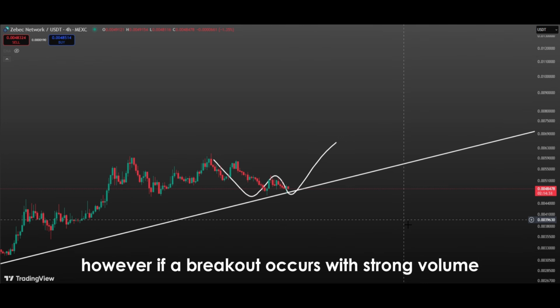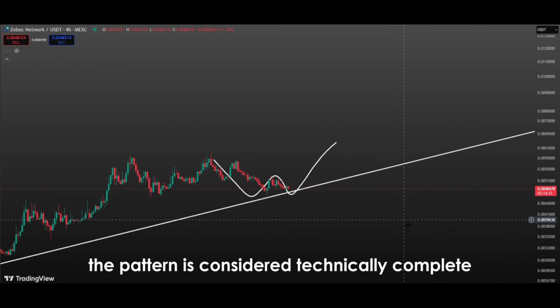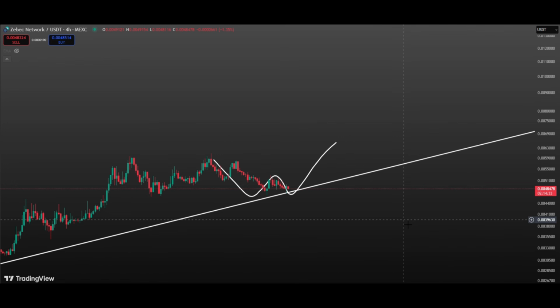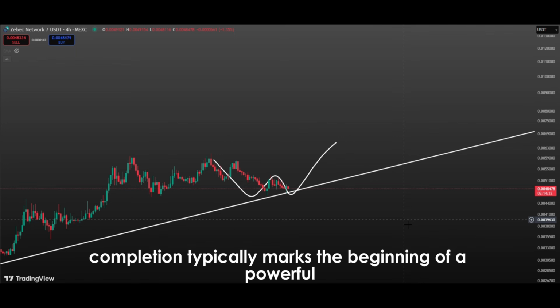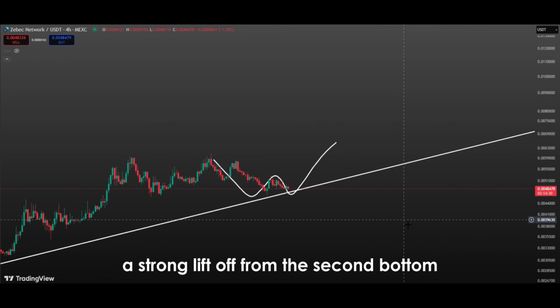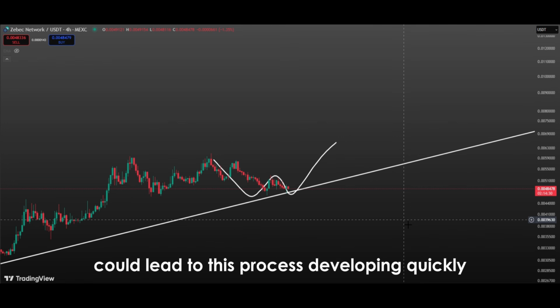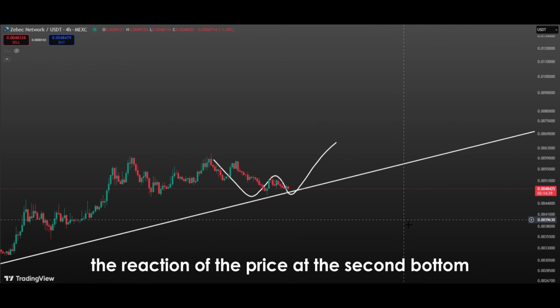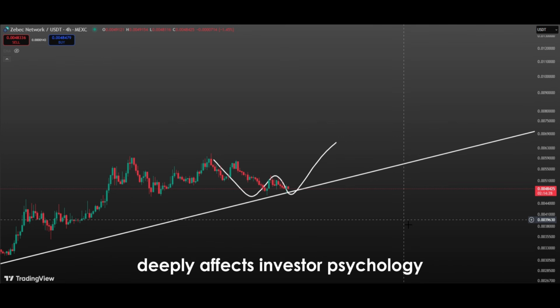However, if a breakout occurs with strong volume, the pattern is considered technically complete. Completion typically marks the beginning of a powerful upward momentum in the market, as breaking the neckline confirms the end of the downtrend and the start of a new uptrend. In the current case, a strong liftoff from the second bottom could lead to this process developing quickly. The reaction of the price at the second bottom deeply affects investor psychology.